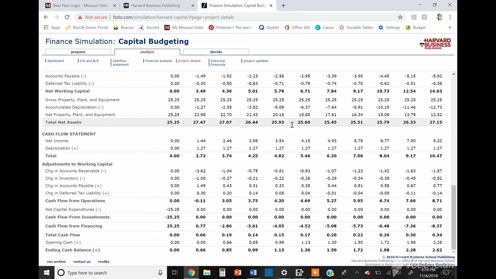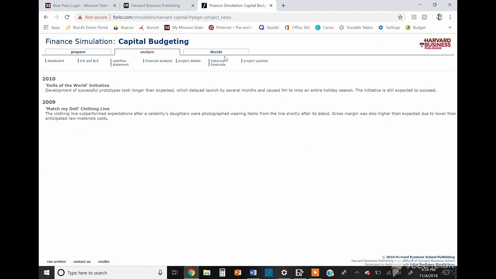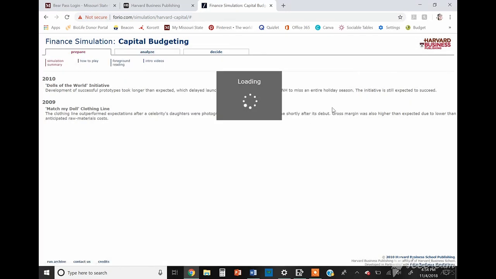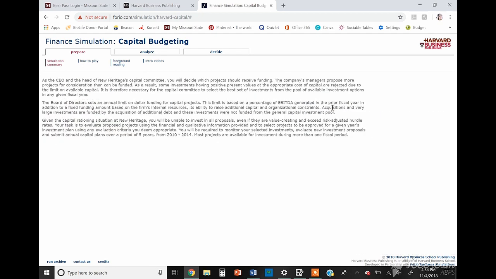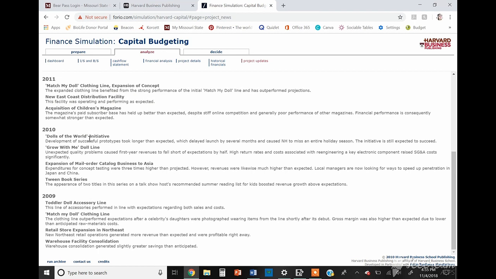As for interdependent projects, you will see if we look at project updates. Oh, I'm still on the wrong run. Let's go back to here. In 2010, we had several projects offered to us, but 2 of them were the Dolls of the World initiative and the expansion of the mail catalog business to Asia. So it's right here, Dolls of the World and an expansion to Asia. These projects go hand in hand with each other.